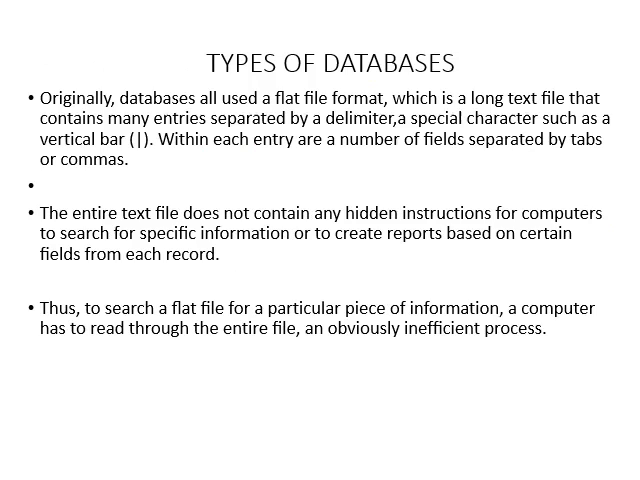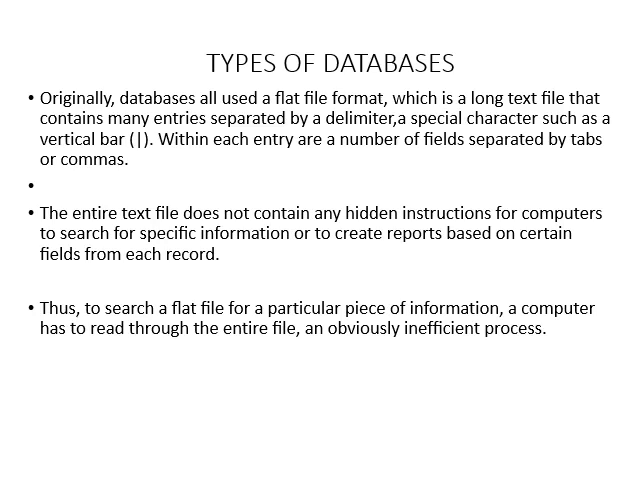Then types of databases. Now there are three types of databases that are being used. One is flat file format, other one is relational database, and third one is object-oriented database. Originally all databases used the same format, that is flat file format, which is a long text file that contains many entries separated by a delimiter, a special character such as a vertical bar. Within each entry are a number of fields separated by tabs or commas. So it's a very simple type of database file.